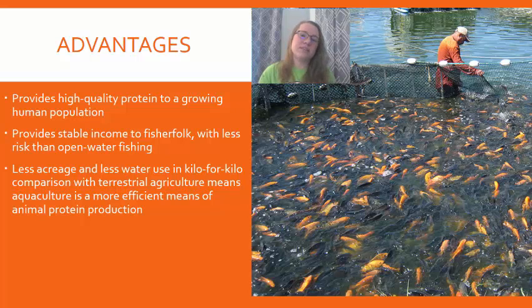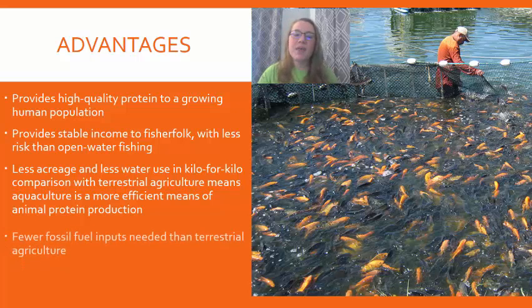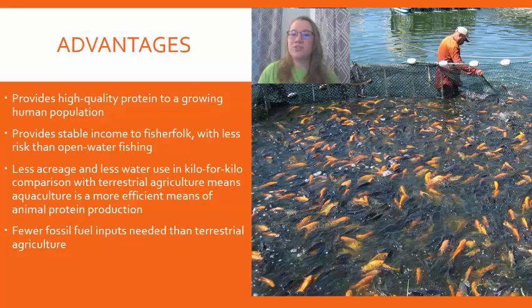This also uses less acreage or space and less water per kilo compared to terrestrial agriculture, and aquaculture is a very efficient means of producing animal proteins. And of course, as alluded to just a moment ago, aquaculture uses a lot less fossil fuel because you don't have to take your fishing boat out into the ocean water, drive around trying to find the fish, trying to capture the fish, and then drive all the way back to the shore. Aquaculture is usually done relatively close to the shoreline, so it's easier to access and monitor.